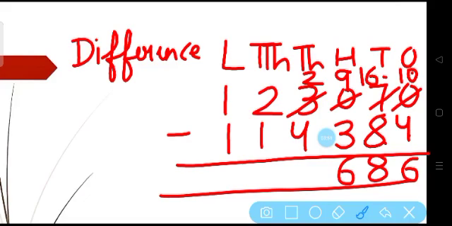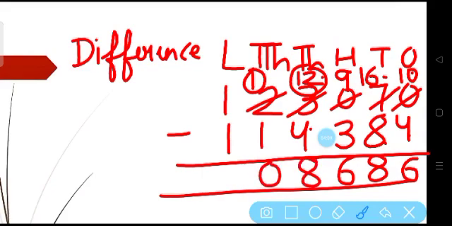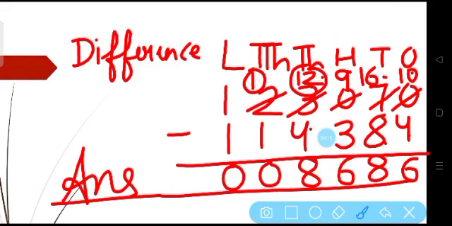Here again you can see 4 is greater than 2, so you will borrow from this 2. This 2 will become 1 and this 2 will become 12. So 12 minus 4 will be equal to 8. 1 minus 1 will be equal to 0, and 1 minus 1 will be equal to 0. Hence our answer is 8,686.